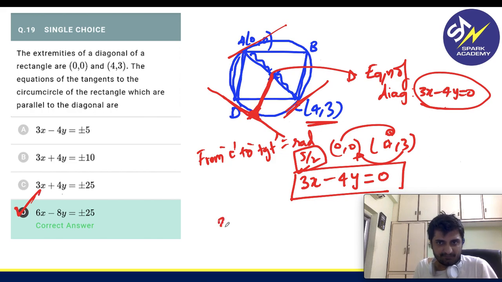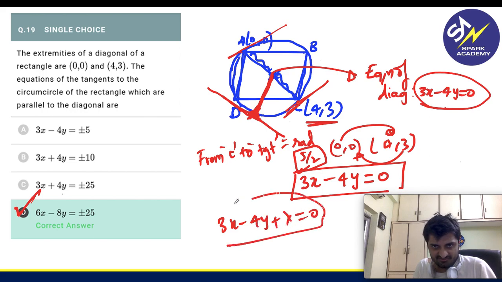Since it is parallel to the diagonal, I can write 3x minus 4y plus lambda equal to 0. This is the equation of the tangent. You'll get your center, which is exactly the midpoint. So what is your center? (2, 3 by 2), right? Whatever. So I can just substitute that. I'll get my answer pretty easily.